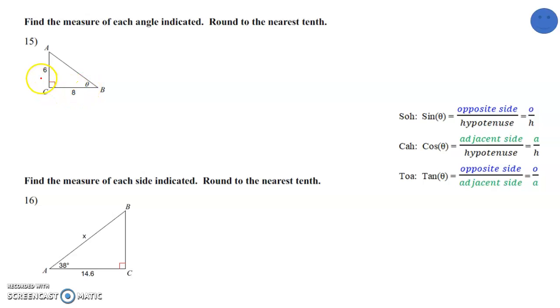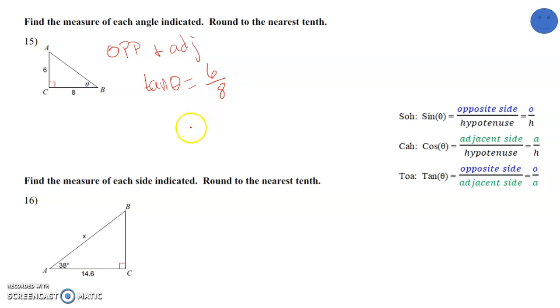Here's theta. We have the opposite, because remember this sidewalk doesn't touch this corner. So we have the opposite and we have the adjacent. So we're going to come over here and use tangent. So we're going to say tangent of theta equals opposite over adjacent, which is 6 over 8.